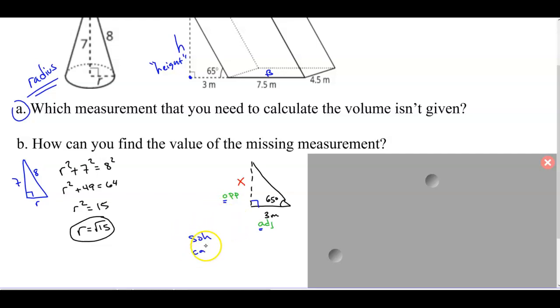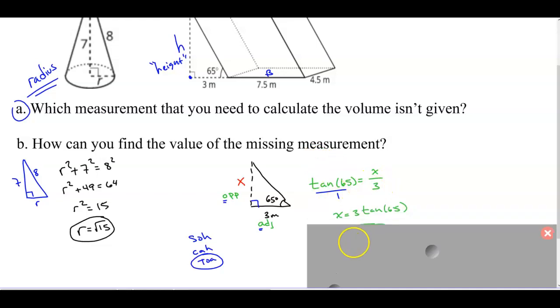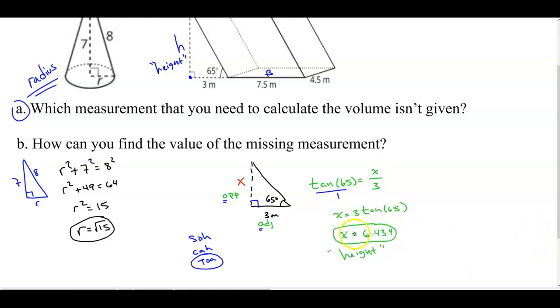So I'm thinking SOHCAHTOA, TOA. I have O and A, so I'll set up the tangent ratio. Remember, tangent is the opposite over the adjacent. So tangent of 65 equals opposite over adjacent. I like to put that over 1, and then I'm thinking cross multiply, right? 3 times the tangent of 65 equals 1 times x. Grab your calculator, plug this in, make sure you're in degrees mode, and you should get the height, or x, is 6.434.